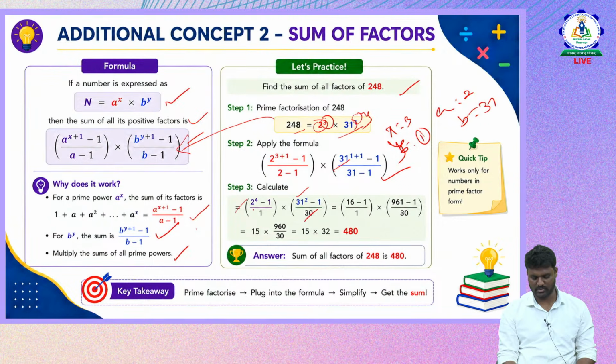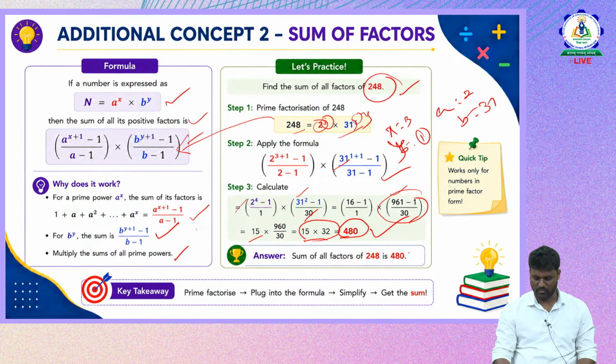When we simplify, 2 to the power of 4 is 16, so 16 minus 1 by 1, and 31 squared is 961, so 961 minus 1 by 30. Simplifying, 15 by 1 is nothing but 15, and 960 by 30 is 32. So we get 15 into 32, and when we multiply, the answer is 480. So the sum of all the factors of 248 is 480.